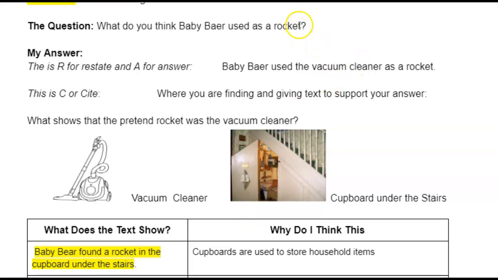I'm sorry, here's the question right here. They gave us the answer, but also in the text it says that's where he found it. So here, what do you think Baby Bear used as a rocket? Used as a rocket, I'm looking at that text, then I found this text down here, Baby Bear found a rocket in the cupboard under the stairs. I'm using that one not only because it has the word rocket in it, but also because cupboards are used to store household items. Now, what textual evidence can help me figure this out? Because possibly they could have put a box down there too as well.